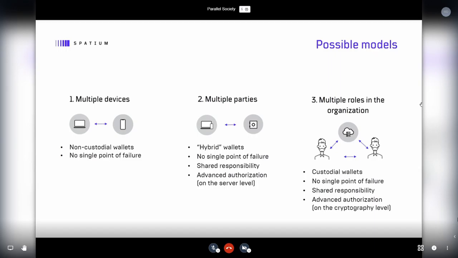A more interesting situation is where you distribute secrets through multiple sites or multiple roles in a company. It allows you to share responsibility and implement advanced authentication policies.